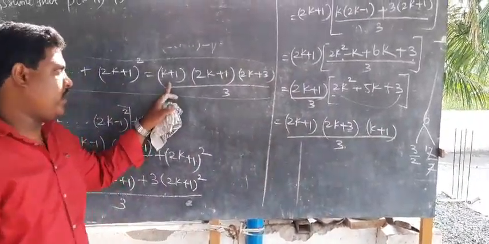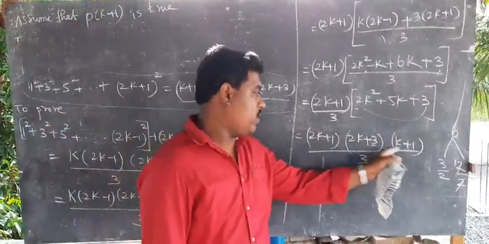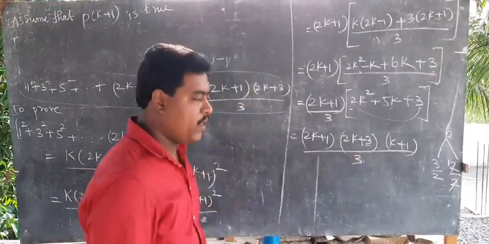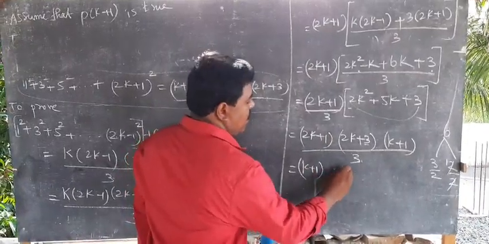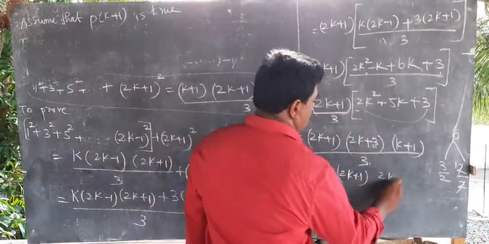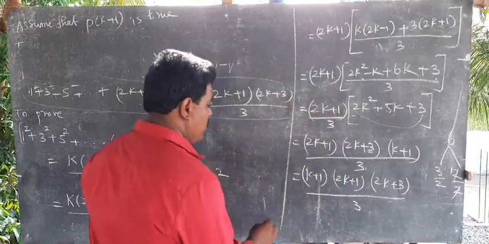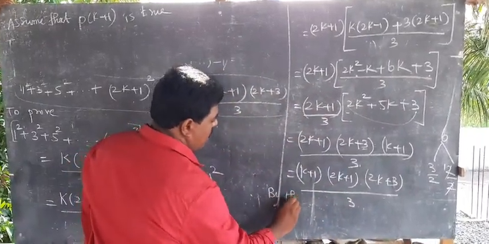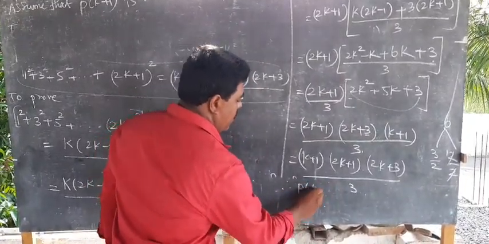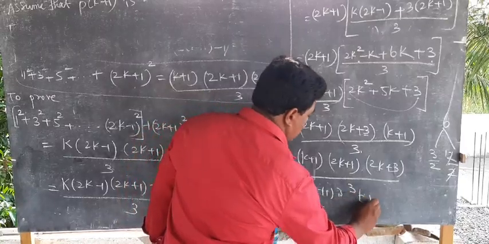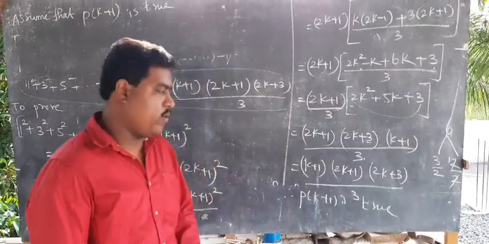So what do we need to prove? (k plus 1)(2k plus 1)(2k plus 3) by 3. So we get the answer. We have to arrange (k plus 1)(2k plus 1)(2k plus 3) by 3. Therefore P of k plus 1 is true. We have to write that P of k plus 1 is true, like that we have to write.